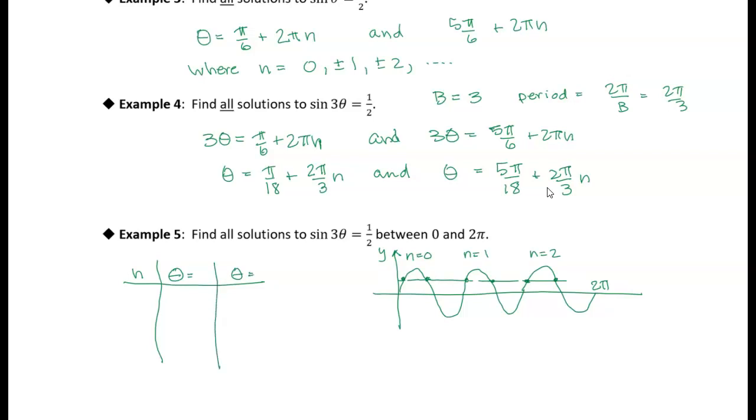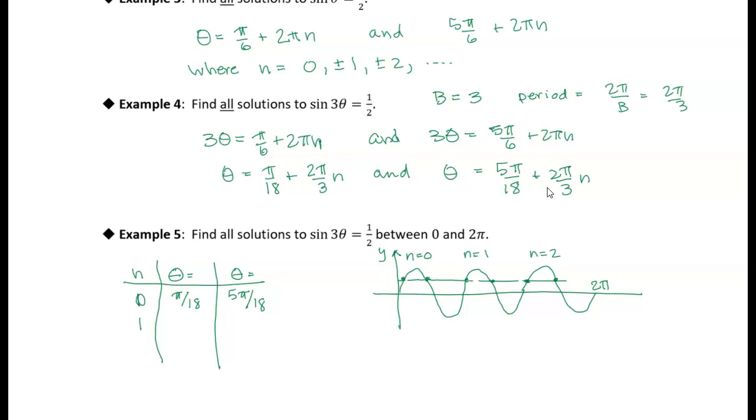Okay, so I need n equals 1. Or sorry, n equals 0. I want to do n equals 0 first. Right? N equals 0, and then I can just read it right off. So it's pi over 18 and 5 pi over 18. Okay, I'm just looking back up at example 4 to figure it out. I'm just plugging in n equals 0.